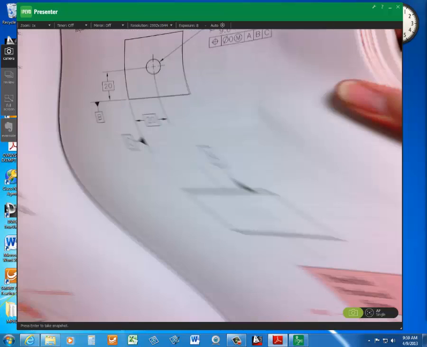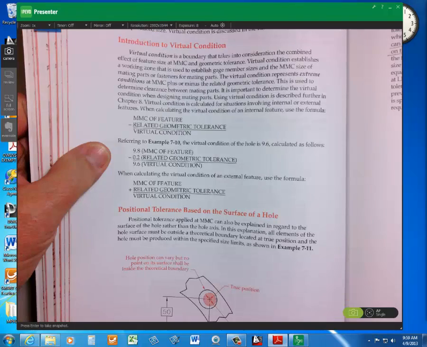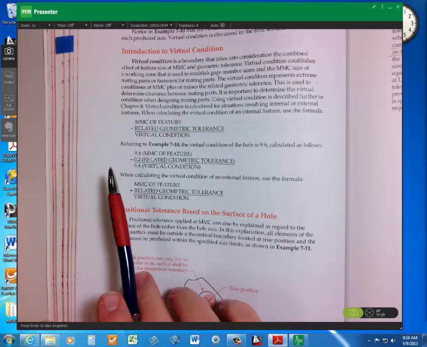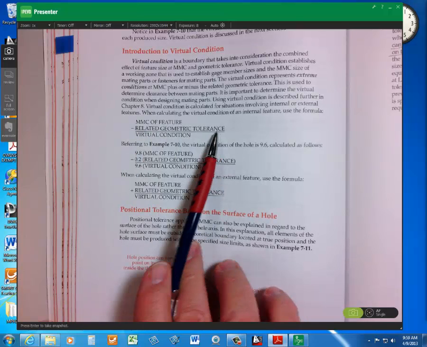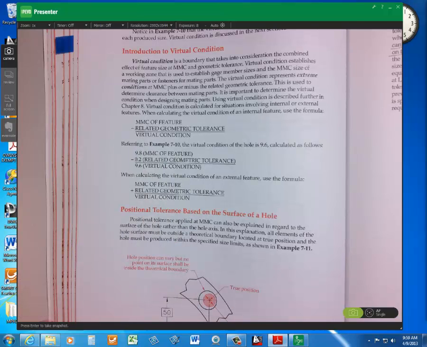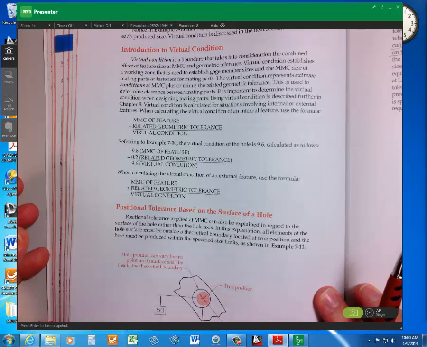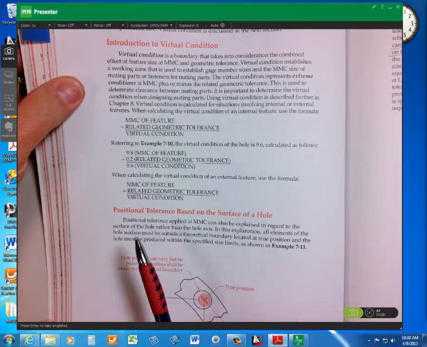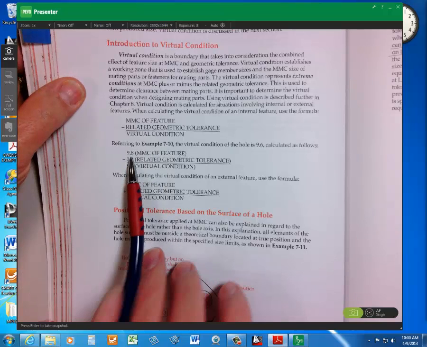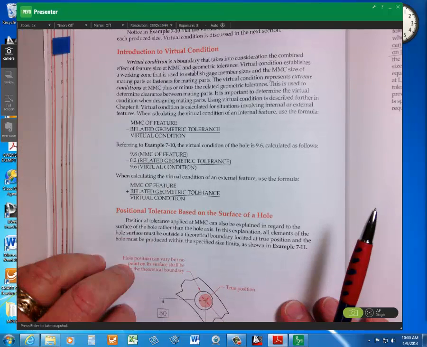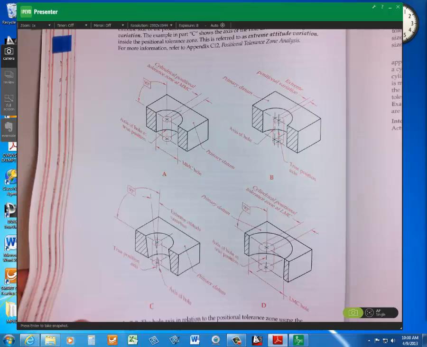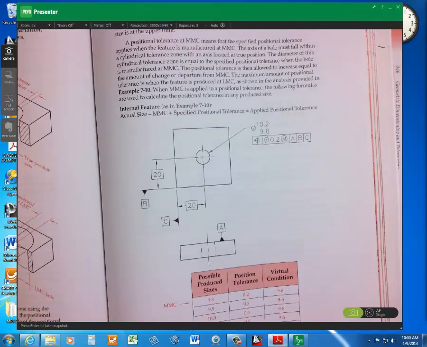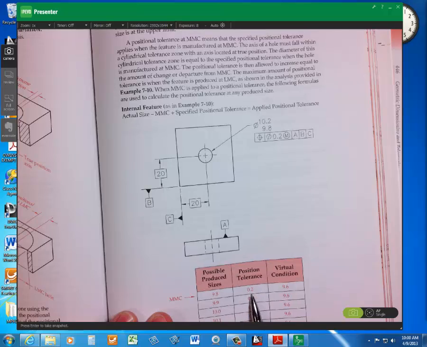Chart, but so MMC of the feature minus the related geometric tolerance equals virtual condition. So in 710 on the opposite page, we start with 0.98. We add our position tolerance that's allowed.